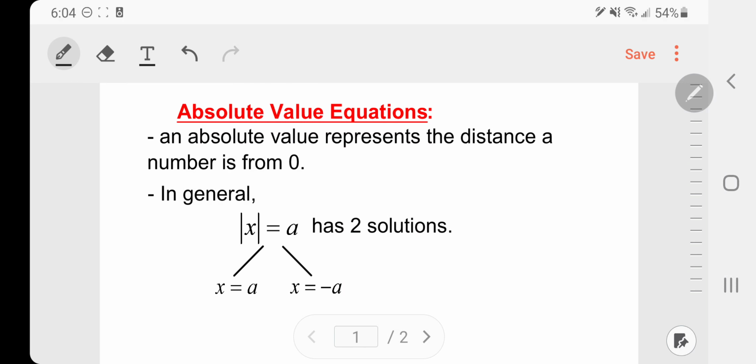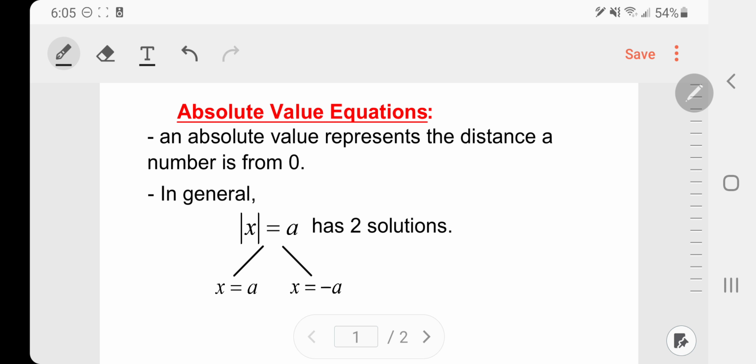Hey everyone. On today's lesson, we're going to take a look at how to solve multi-step absolute value equations. Just a little intro here. We know that the absolute value represents the distance a number is from 0. That's why an absolute value is always positive, because we know that distance is always a positive number.